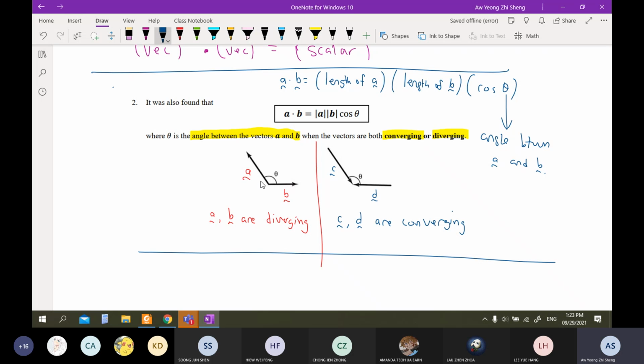Diverging means they point out from a common starting point. Converging means they point towards a common ending point.